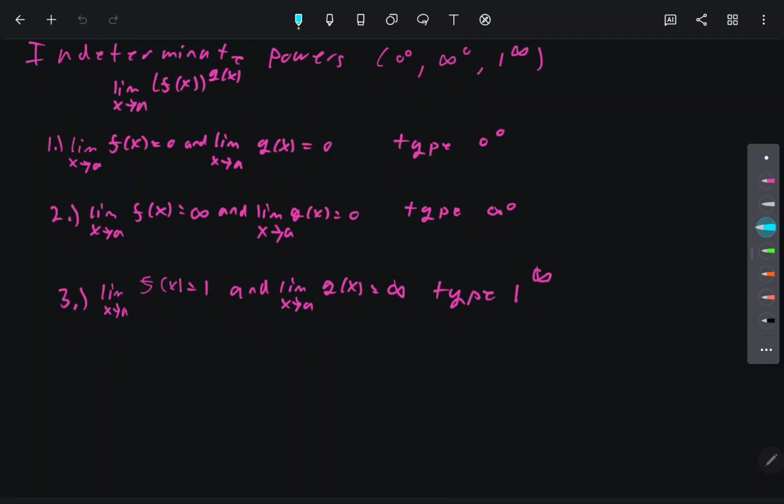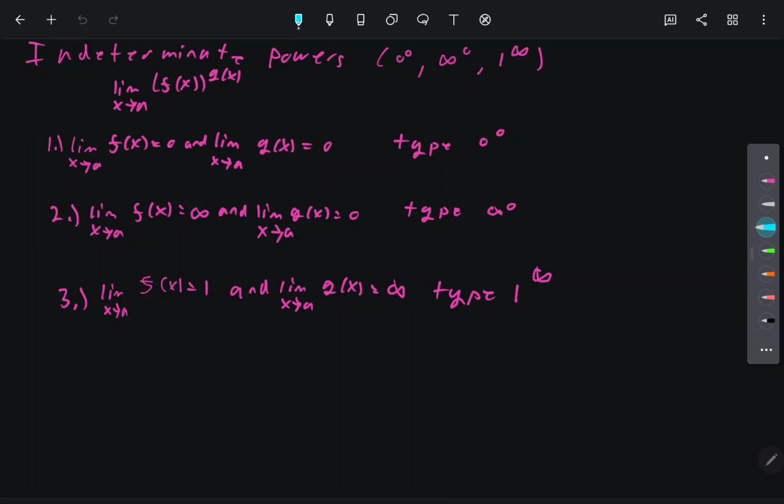So another form of limits where they are indeterminate is indeterminate powers. So suppose that we're taking a limit of a function in the form f of x to the power of g of x. Well, there are 3 indeterminate forms that can pop up: 0 to the power of 0, infinity to the power of 0, and 1 to the power of infinity.